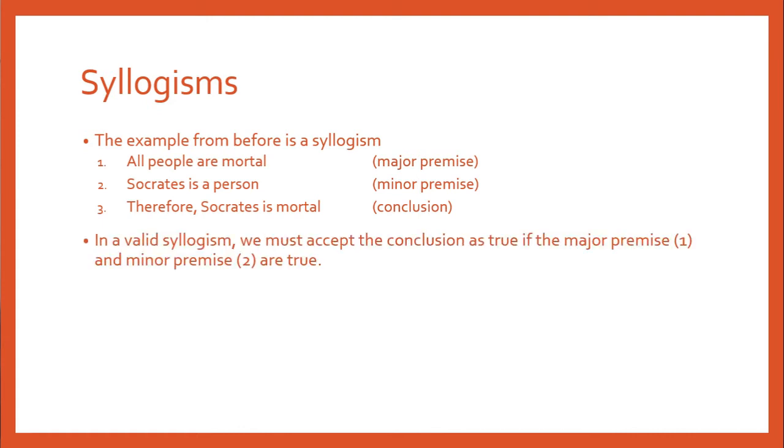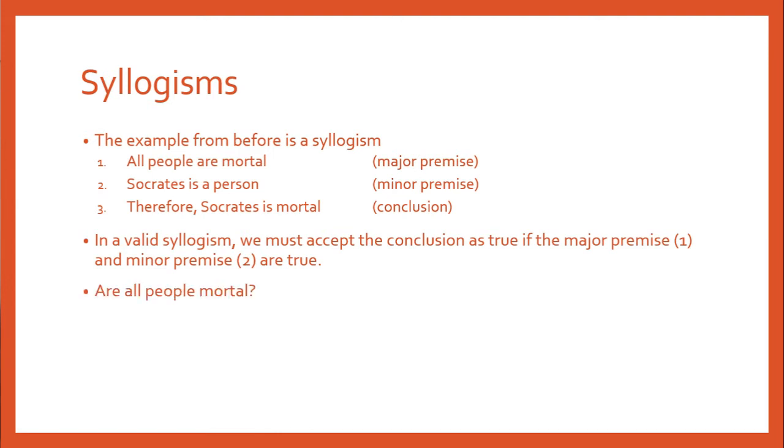Right, so if the syllogism is valid, we have to accept the conclusion as being true if the first two premises are true also. So what that means is that if we look at all three statements, all people are mortal and Socrates is a person, those are our premises. If we believe those things are true, then the conclusion, Socrates is mortal, has to be true.